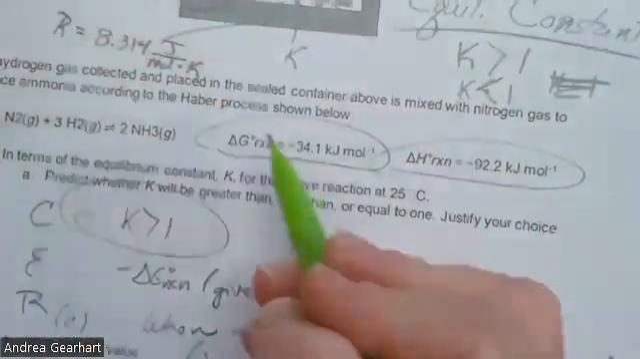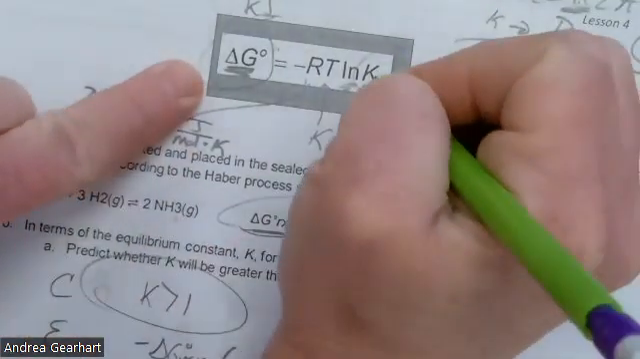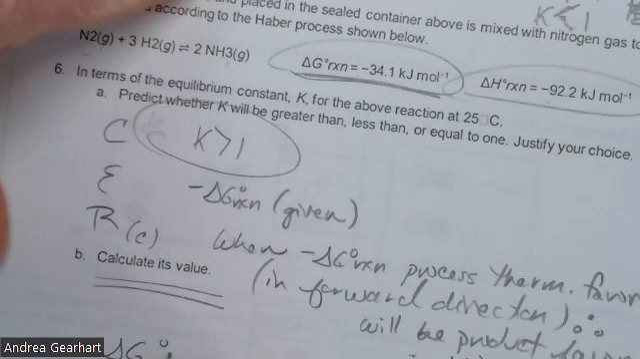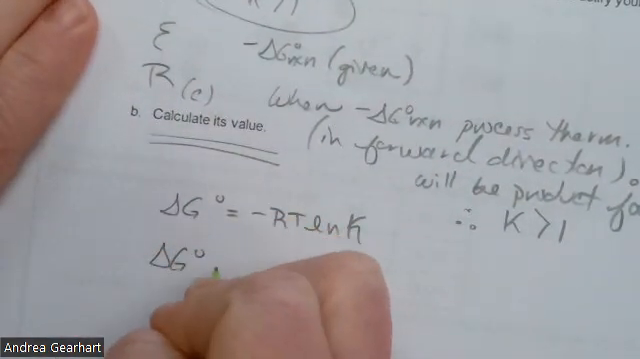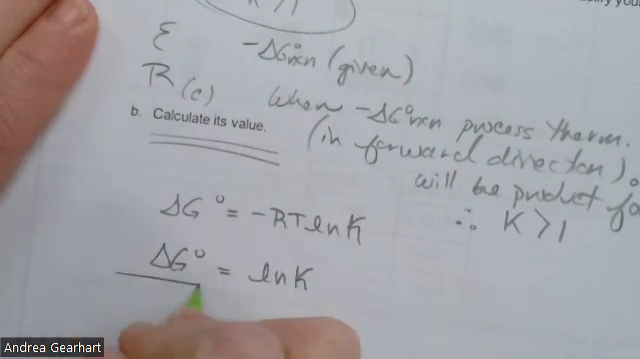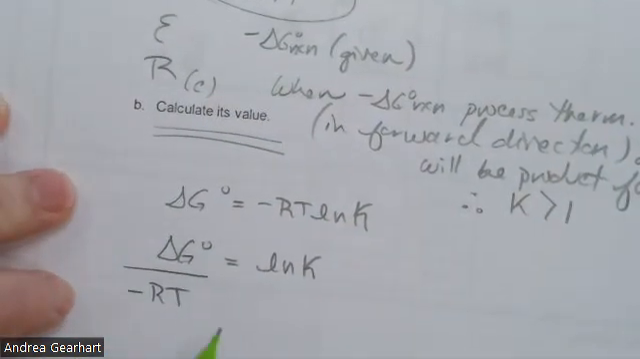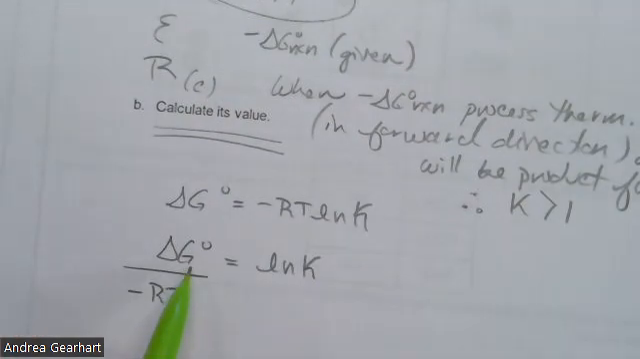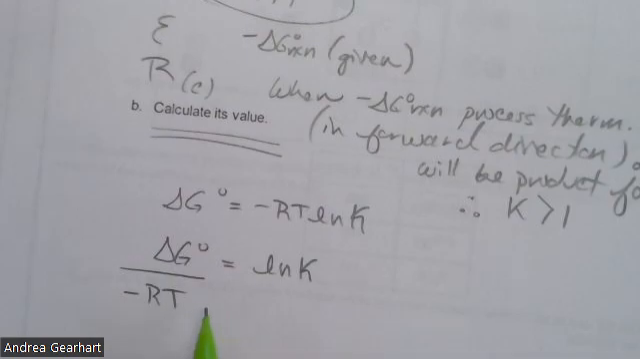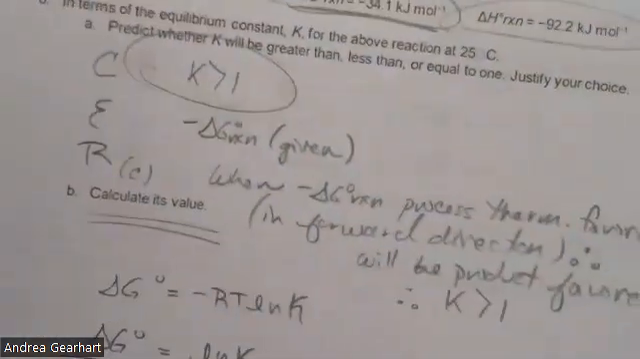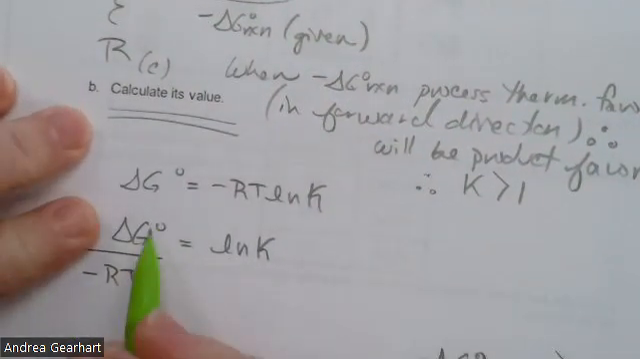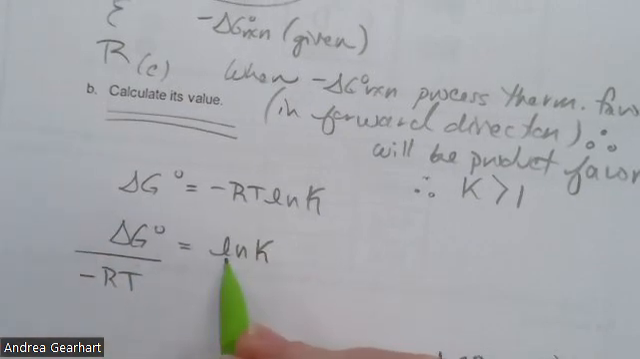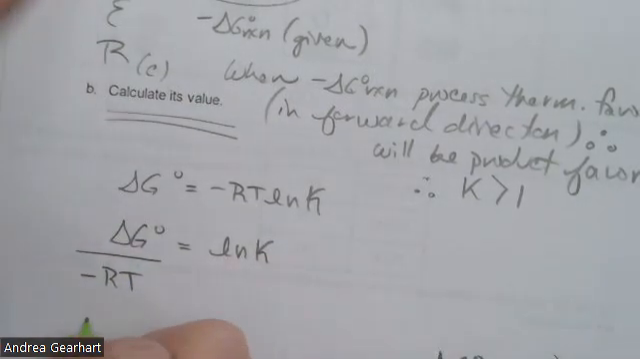Whenever we are given delta G naught, looking for K, just plug and chug. Be so careful of your units. I avoid errors if we're still in this packet that was on your desk. I plug and chug into here and then do the inverse natural log. That helps me avoid errors.